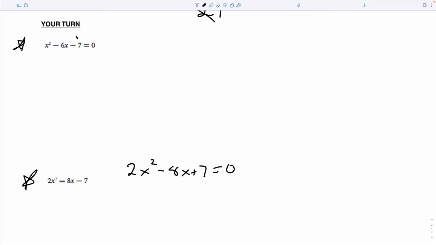Number 1, if you factored it, give me a 1. If you didn't factor it, give me a 2. Hands down, what is the answer if I factored it, Wyatt? Give me the 2 factors. What multiplies to negative 7 but adds to negative 6? What times what is 7? Okay. And what would add to negative 6? Where's my negative going to be?